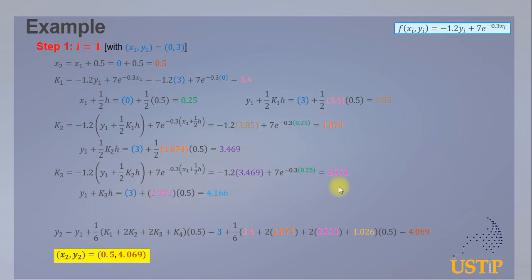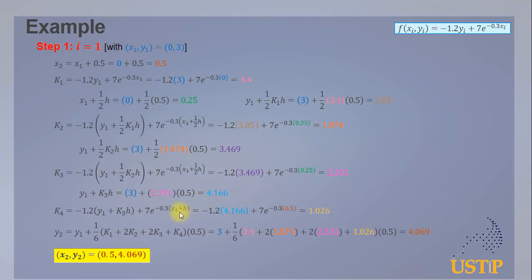So next for K4, we will just solve for Y1 plus K3H equals to 3 plus 2.331, 0.5 times 0.5. So that is simply equal to 4.166. So substituting the value of y, which is y1 plus k3h, because nawalang 1 half because of the value of b43, which is equal to 1. So k3h na lang na siya. Then plus 7e raised to the power of negative 0.3 times x1 plus h, no? Kana siya. So then substitute na lang po na ito ang value.